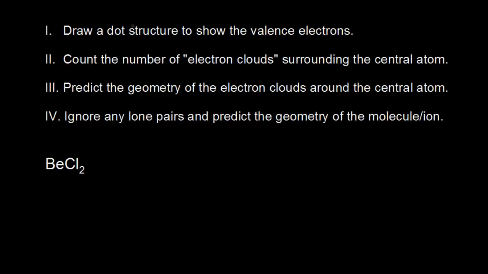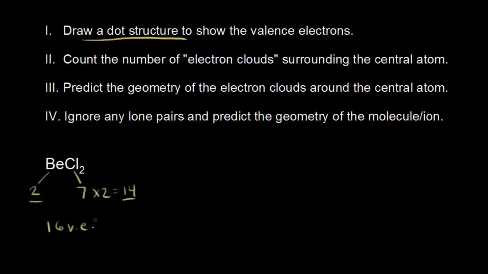And so the first step for predicting the shape of a molecule or ion is to draw the dot structure to show your valence electrons. And so let's go ahead and draw a dot structure for BeCl2. So you find beryllium on the periodic table. It's in group 2, so 2 valence electrons. Chlorine is in group 7, right? And we have 2 of them. So 2 times 7 is 14, and 14 plus 2 gives us a total of 16 valence electrons that we need to account for in our dot structure.